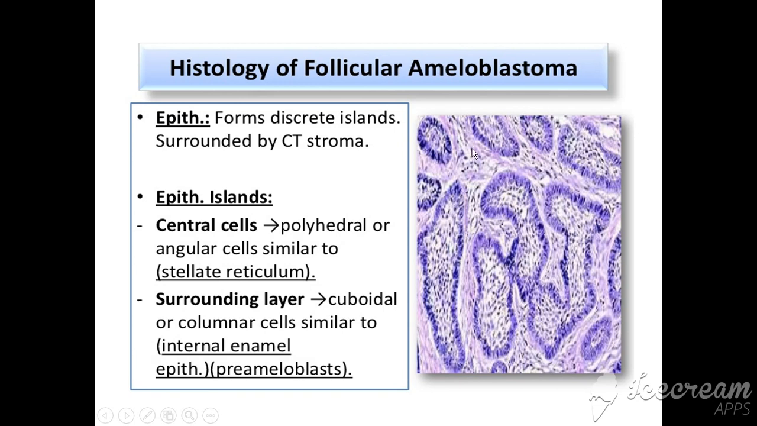And this is the connective tissue stroma, basically having fibroblasts and many cells, like inflammatory cells, that may be present there. This was the histology of the follicular form of ameloblastoma.